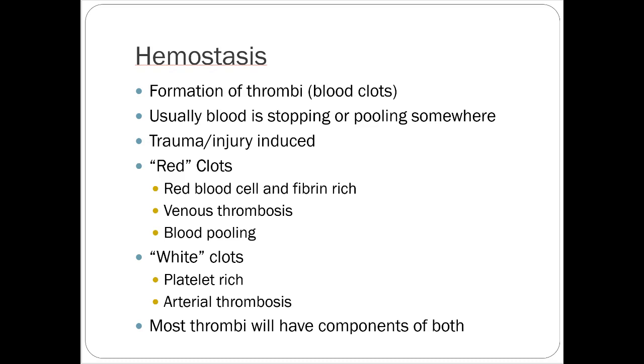So I like to break it down in an overly simplified way of red clots and white clots, which probably makes most people who do this scientifically cringe, but here it goes anyway. So you have red clots, which essentially are things that involve red blood cells and are fibrin rich. This is basically blood pooling. So when we talk about drugs as anticoagulants, they're working on these types of clots.